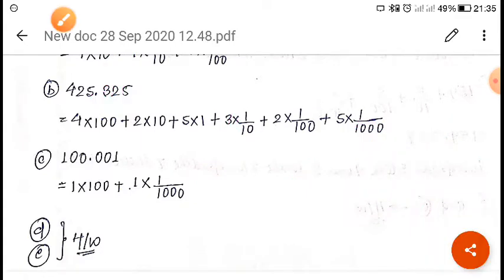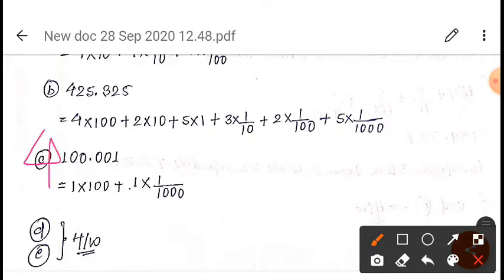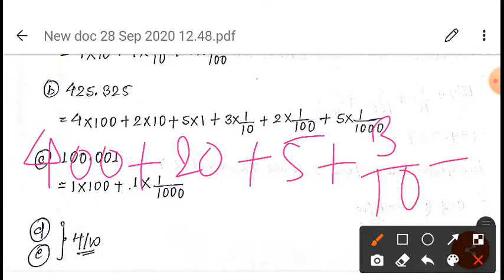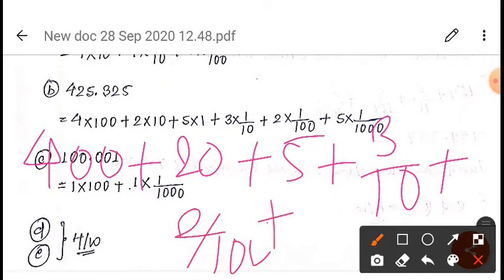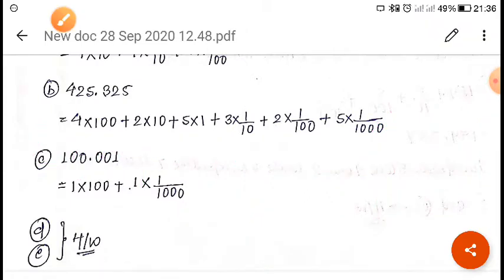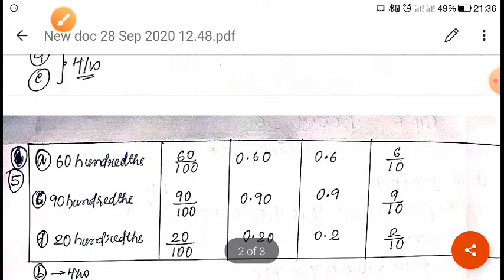Okay, so how can we write this? Let me write here. We can write it like this: 400 plus 20 plus 5 plus 3 by 10 plus 2 by 100 and plus 5 by 1000. So I hope you have understood this, right? Now C, D and E are your homework. You try to do it at home.